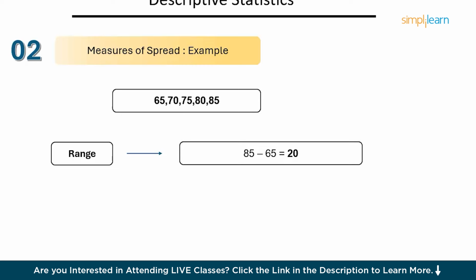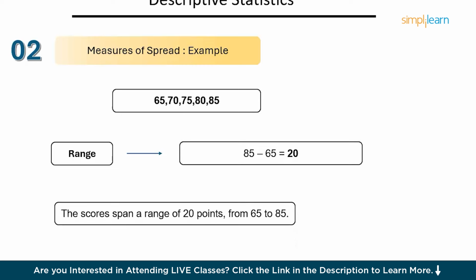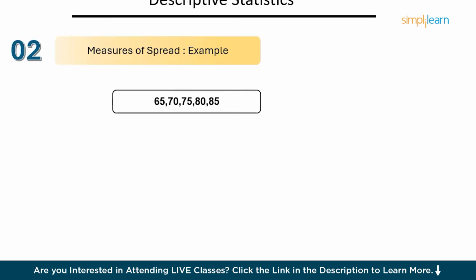That is, 85 minus 65 is equal to 20. The scores span a range of 20 points from 65 to 85. Now moving on, we want to find the variance for the same example. The variance measures how much each score deviates from the mean on average, squared.